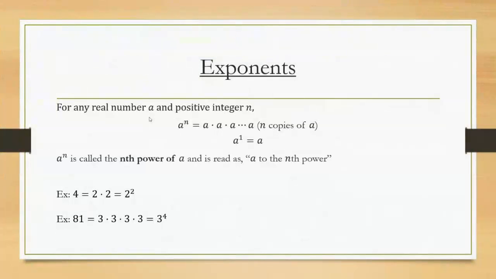So these are just some examples. Again, you have 4, which is 2 times itself, which is 2 squared. 81 is just 3 to the 4th, and 3 to the 4th is 3 times itself 4 times, so to say. In other words, you have 4 copies of 3, and you're multiplying them all together. Okay, so that's what we have here. Now that's when your exponent is positive, a positive integer.